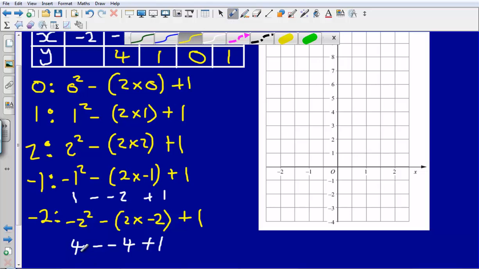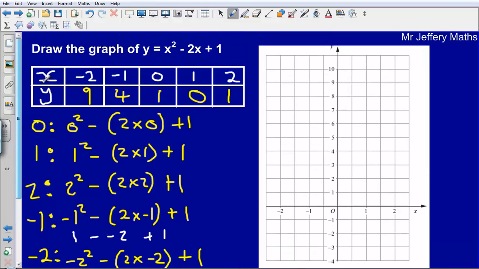So let's calculate this. 4 minus minus 4. So when we see these two negatives, we can think of that as being a positive. 4 plus 4 plus 1 gives us an answer of 9. So we've filled out our table.